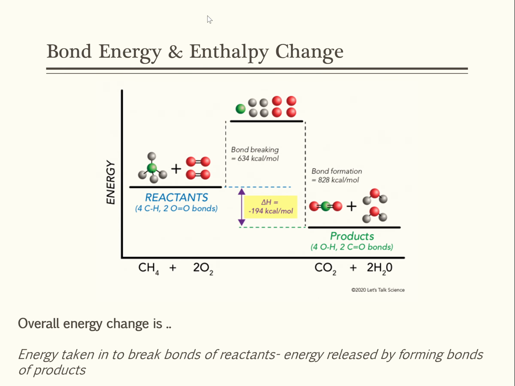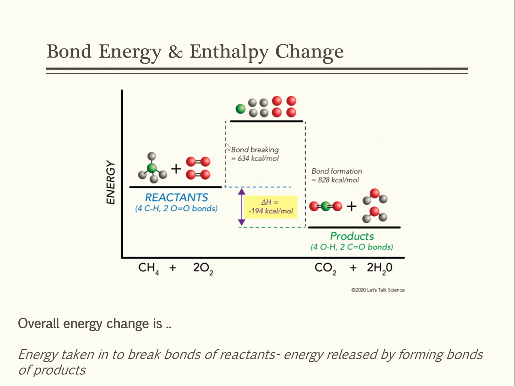If you look at this diagram, you will see that the reactants here are on a higher level than the product. And if you look at the energy absorbed to break the bonds, it is less than the energy released when bonds are formed. So when you apply the equation, which is what we use to calculate the overall energy change, you see that energy taken in to break the bonds of the reactants minus energy released by forming the bonds in the product is delta H.